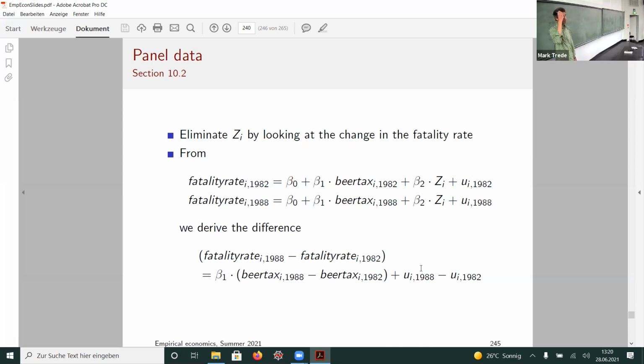And panel data is a very powerful approach to causal inference, because using panel data, this omitted variable bias problem vanishes, at least in so far as it concerns variables that do not change over time. And that's why it's called fixed effects. It doesn't change over time. Any questions so far?